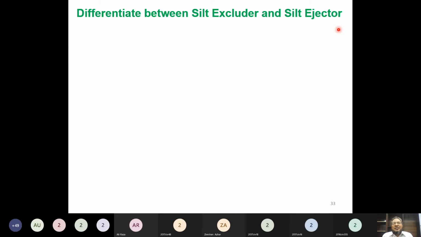Okay, now tell me, what are the similarities between silt excluder and silt ejector? What are the common factors? Both are required for the exclusion of silt from the water. Yes, silt, but where to reduce silt entry? Into the canals. So both are provided to reduce entry of silt into the canals. Okay. What is another similarity in both? Both have tunnel-like structures. Both may have tunnels. For example, a silt ejector may not have tunnels. It may be a vortex type.